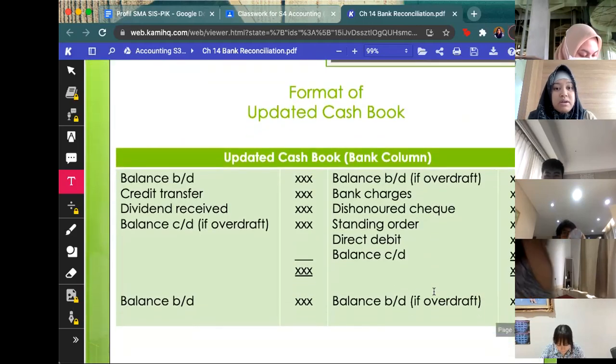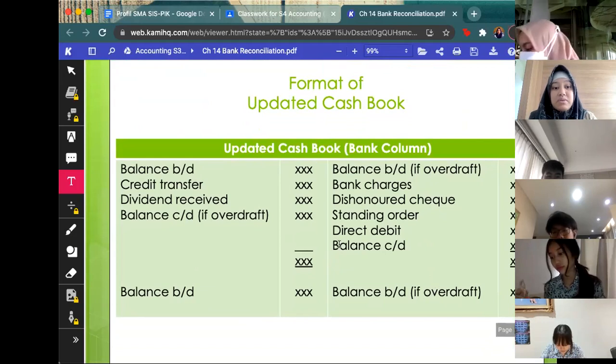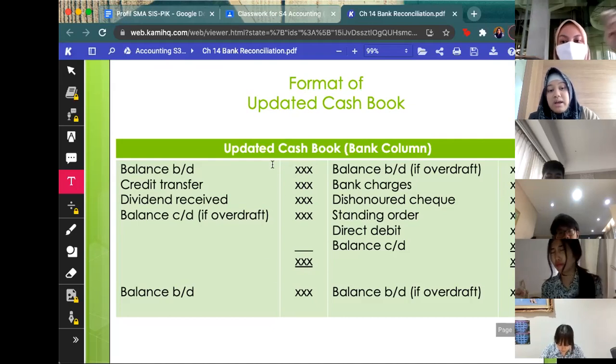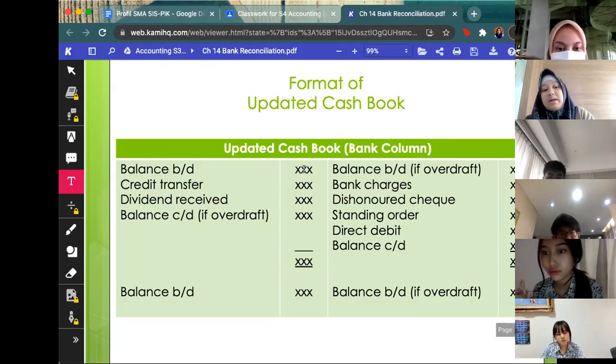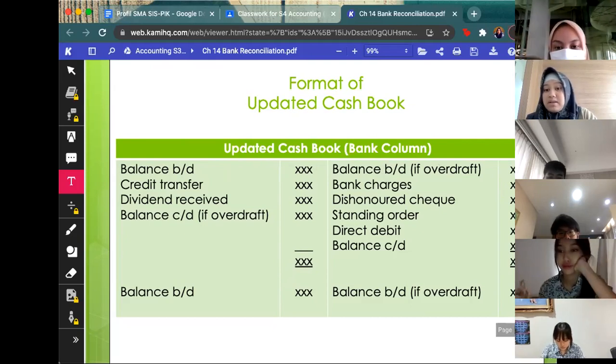No? Okay, continue. Now, how to make a template for an updated cash book. An updated cash book is just a usual T account. This is how you will see the cash book. I'm going to choose only one side of the column, which is the bank column. I have closed the cash column, so this is only the bank column. If you have a positive balance b/d, you put balance b/d on the debit side. If you have an overdraft balance, you have to put it on the credit side.